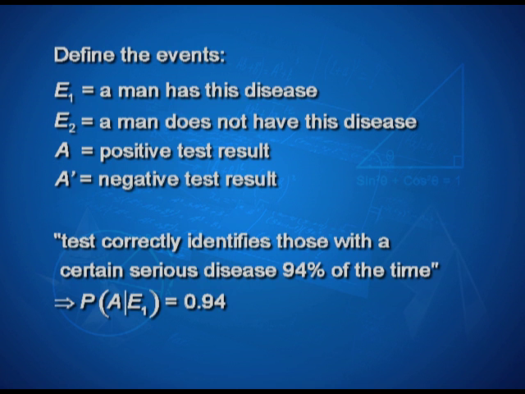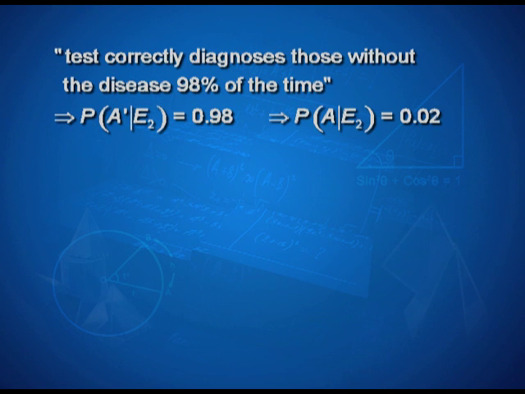The other statement, that the test correctly diagnoses those without the disease 98% of the time, translates into saying that the probability of not A, a negative result, given that E2, the person does not have the disease, is 0.98. This also implies that the probability of A given that E2 has happened, so a positive test result but the person does not have the disease, is 0.02.